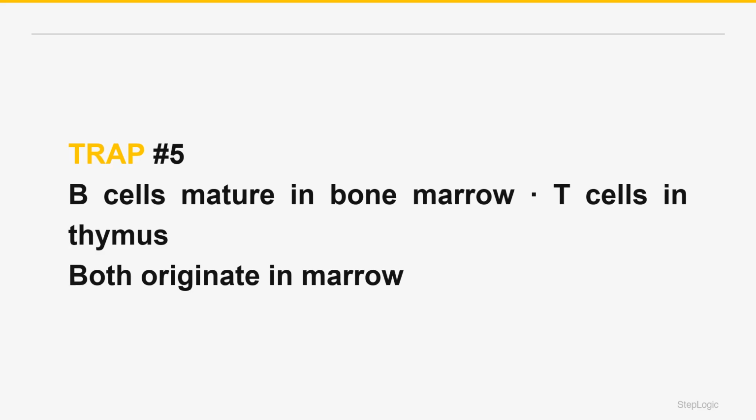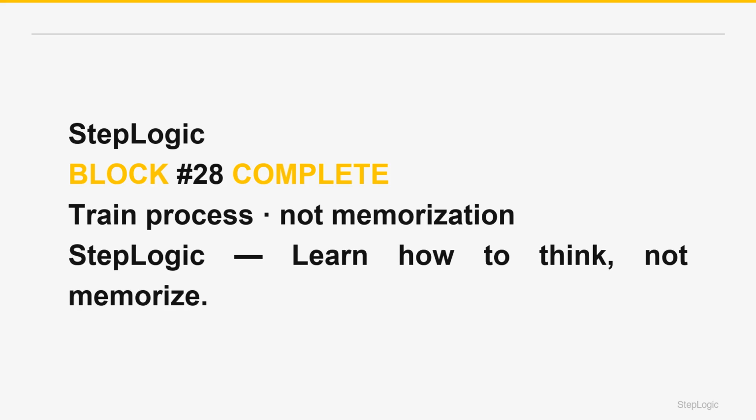Trap 5. Both lymphocytes are born in the bone marrow, but B cells mature there while T cells migrate to the thymus for positive and negative selection. T cells are MHC restricted; B cells recognize free antigen and make antibody.